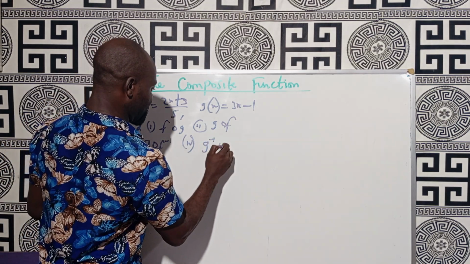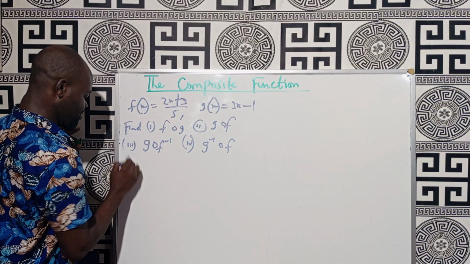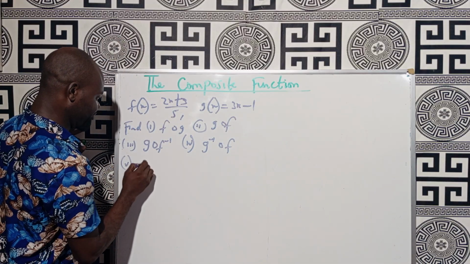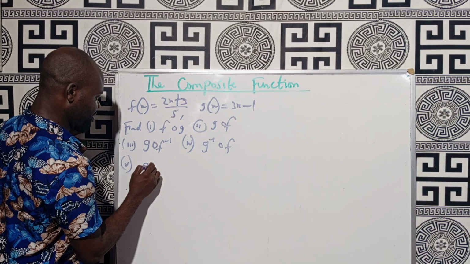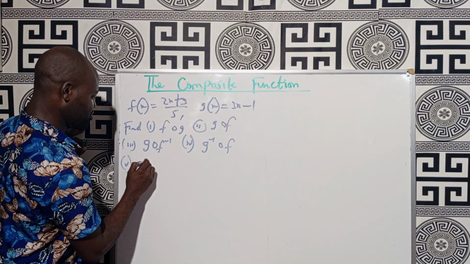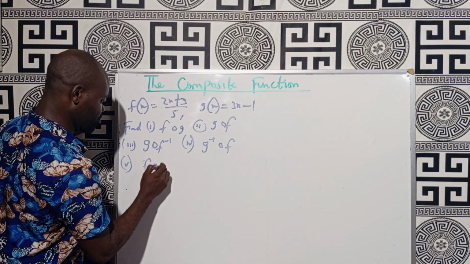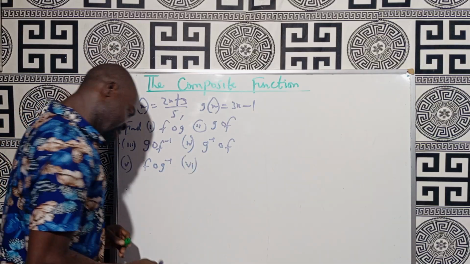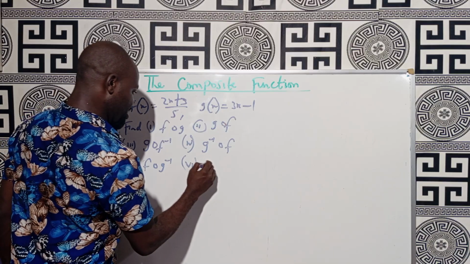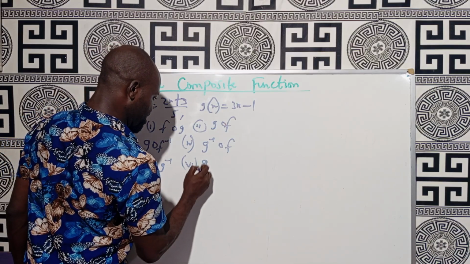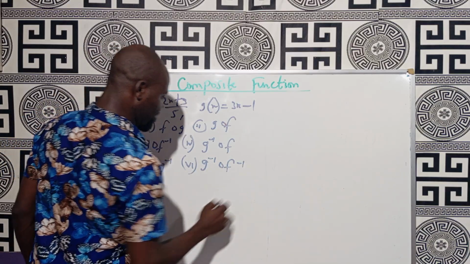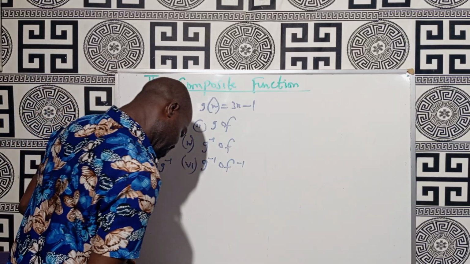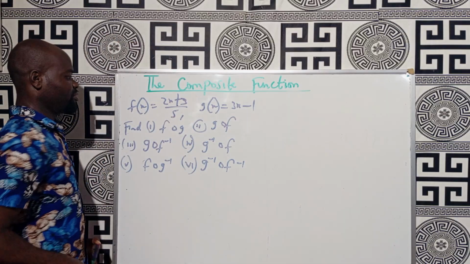Find g minus 1 of f. Okay, getting complex. Find g. Now let me find f o g minus 1. You can see, okay, let me add 1. Let's say we have to find f g minus 1 of f minus 1. Let's look at this. Okay, let me just stop here for this one.